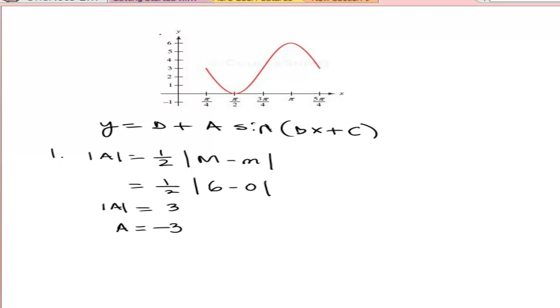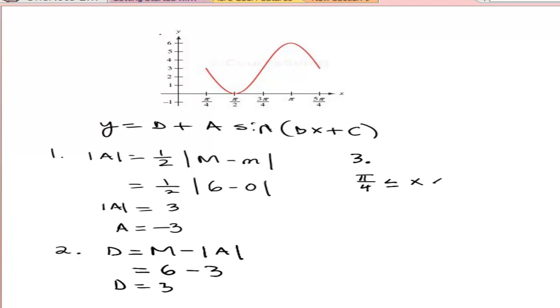All right. The second thing I need to do is find d, and I find d by taking the largest y value, which is capital M, and subtracting off the amplitude, the absolute value of a. The largest y value was 6 and the amplitude was 3, so d is equal to 3. Then I need to figure out the argument of the function, bx plus c. So I take the given interval, from pi over 4 less than or equal to x, which is less than or equal to 5 pi over 4.